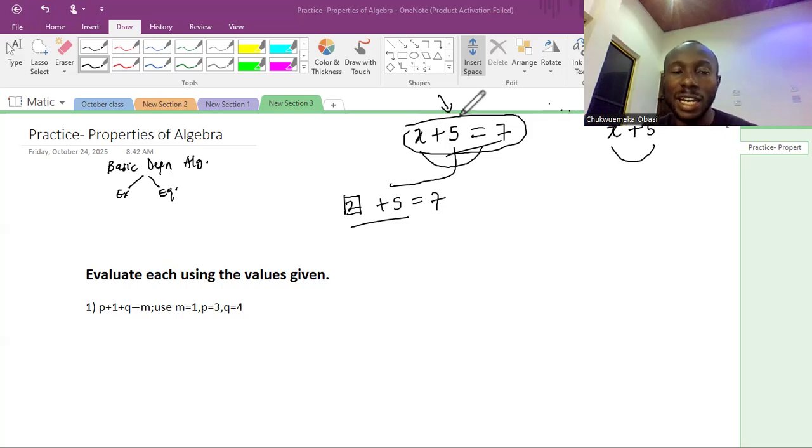So, like I said earlier, we're going to be solving problems on the properties of algebra in this very lesson. We have so many questions for you because we believe when you solve many questions, you kind of understand the concept clearly. So let's go into the very first question on the properties of algebra.